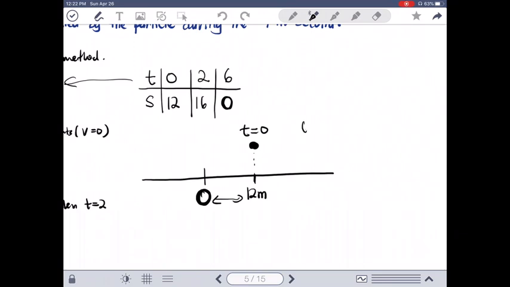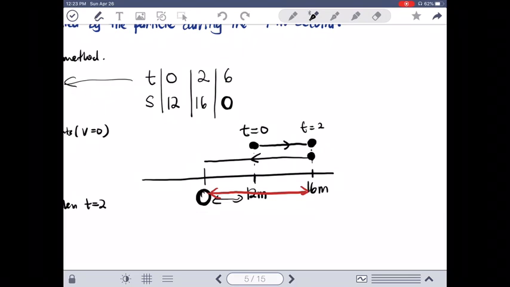At t equals 2, the object will be 16 meters from O. Because S is displacement, you have to know that displacement means the shortest distance of the object from the reference point. And then we know that at t equals 2, the object turns and it moves until it reaches s equals 0 at t equals 6.